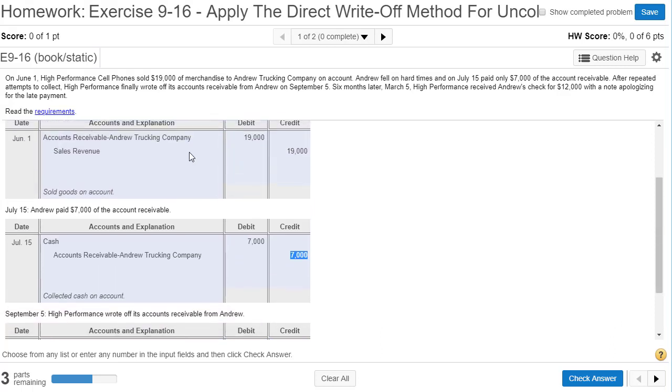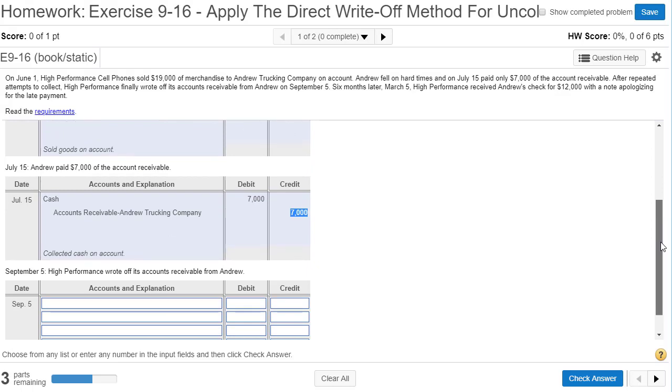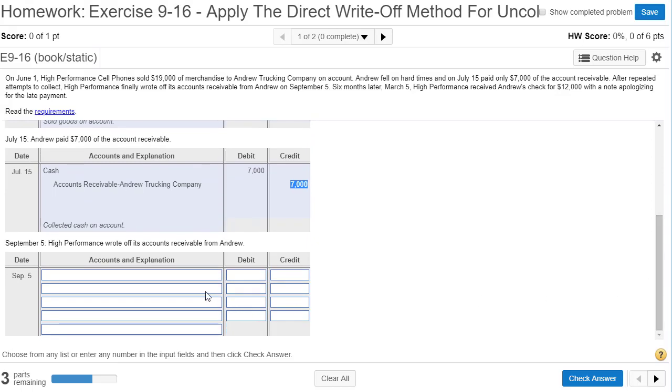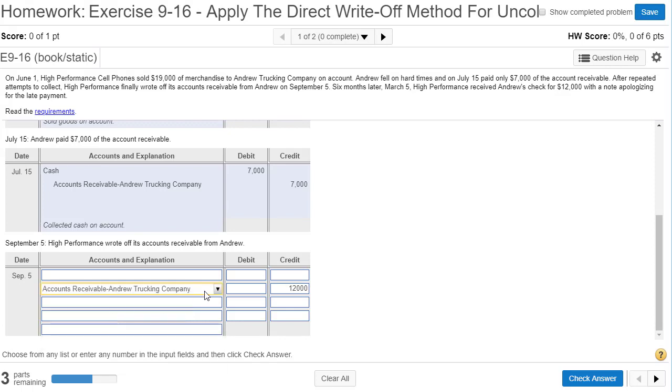So let's go back up here. Remember, they owed us $19,000. They paid off $7,000. So at this point in time, they still owe us $12,000. Well, we've decided that they are not going to pay us off. So we have to remove that accounts receivable from our books because accounts receivable is an asset, and by definition an asset has a future value. If that person is never going to pay you off, that does not have a future value. So I have to remove that AR. So to remove AR, that's going to be the credit. So I'm skipping the debit. Remember, debits go first. So I'm removing the AR for Andrew Trucking Company.